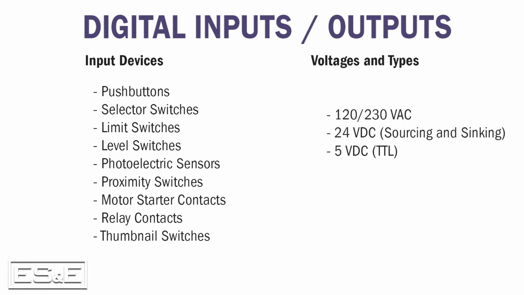On the right are voltages and types associated with digital input devices. 24 volts DC is the most common voltage type used today, as it is safer to work with than 120 volts AC. However, many existing systems still have 120 volt inputs wired directly into the PLC.